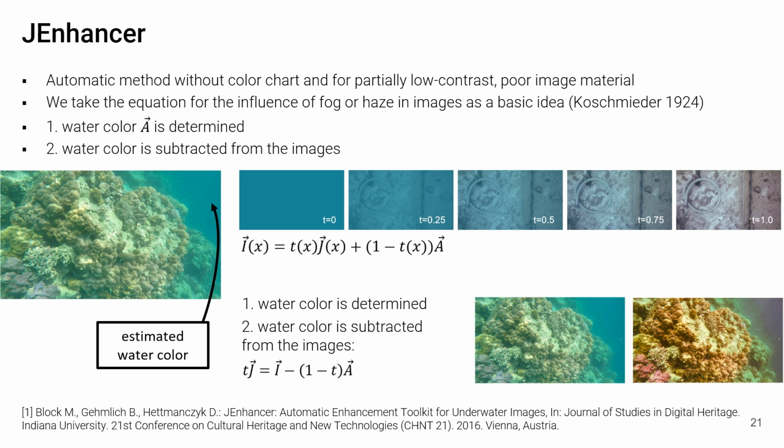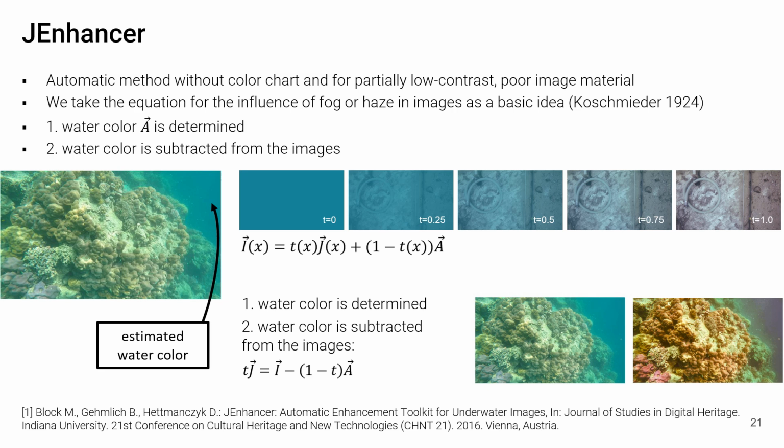Let's assume that we know the color of water. Then a very well-known and often used equation for the representation of fog or haze by Koschmider, which was established as early as 1924, can help us. J represents the image without fog or haze and A the watercolor. We can understand the parameter T as a weighting between the 2 situations.